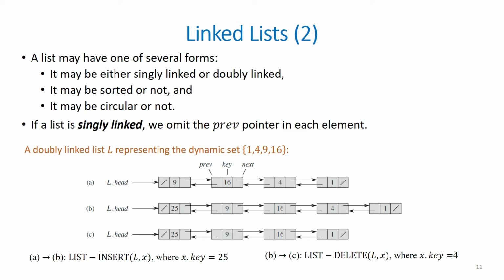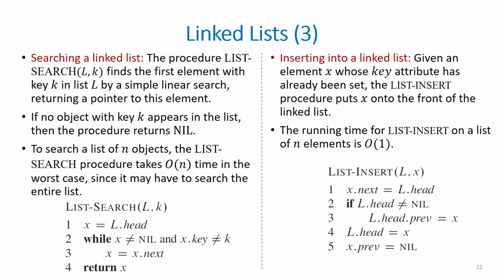Take a look at this doubly linked list example. The insert operation adds the key 25 to the head of the list L and changes the next and previous pointers accordingly. The delete operation removes the key 4. To do so, it is obvious that the list should be searched first to find the key before deletion. So we need a procedure to search the list L for some key k. This is done by the list search procedure seen here. It finds the first element with key value of k and returns the pointer to it. If k is not in the list, it returns nil.